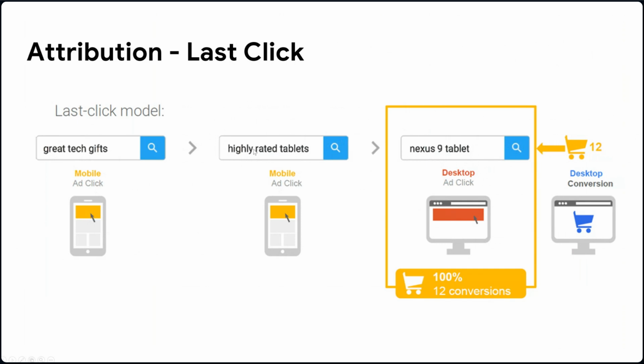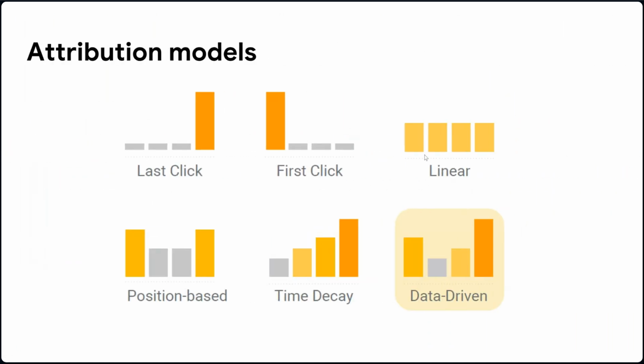would these people actually get here without these prior steps, right? And the last click model completely ignores that. It gives all the credit, all 12 conversions will be attributed here to this campaign that targets this keyword, right? Which is not necessarily true, right? So there are different attribution models that tackle that a little bit better.